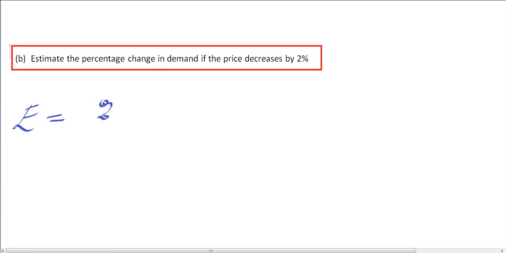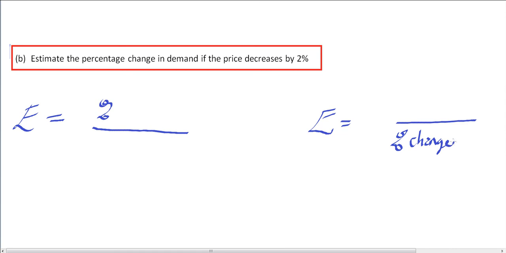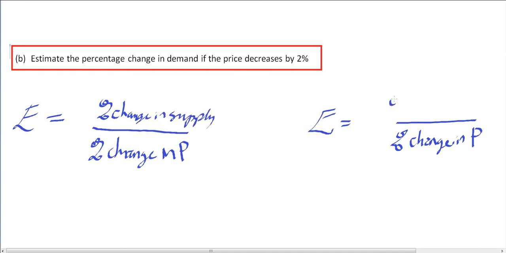So elasticity equals percentage change, and both formulas are over percentage change in price. Both formulas are over that on the bottom. Sorry for the bad writing. The relationship for supply is percentage change in supply, and percentage change in demand for the demand relationship.